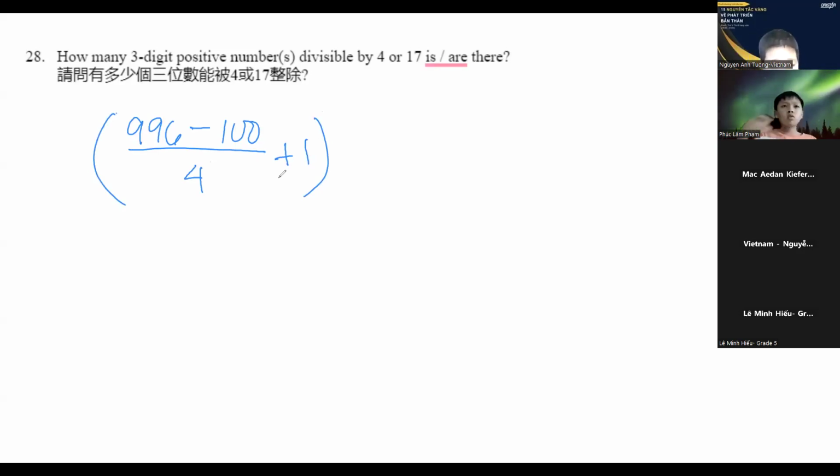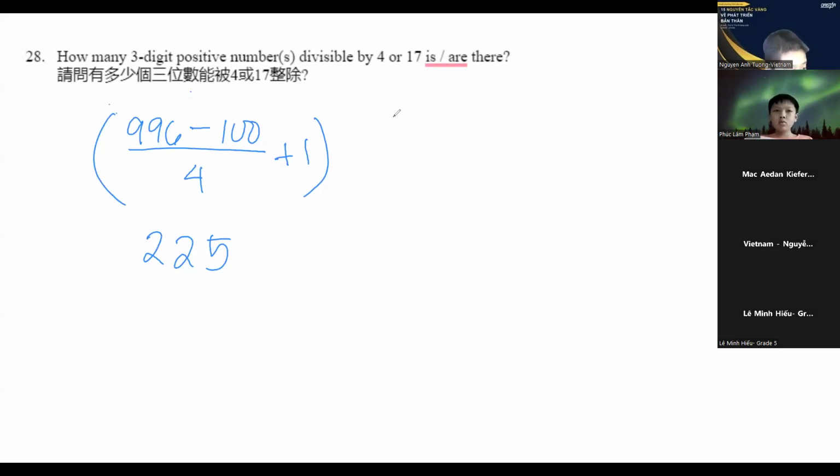And that is 225. So what's the answer to 27? 27, 24. Okay? Yeah. So the answer of question number 27, that's 24.